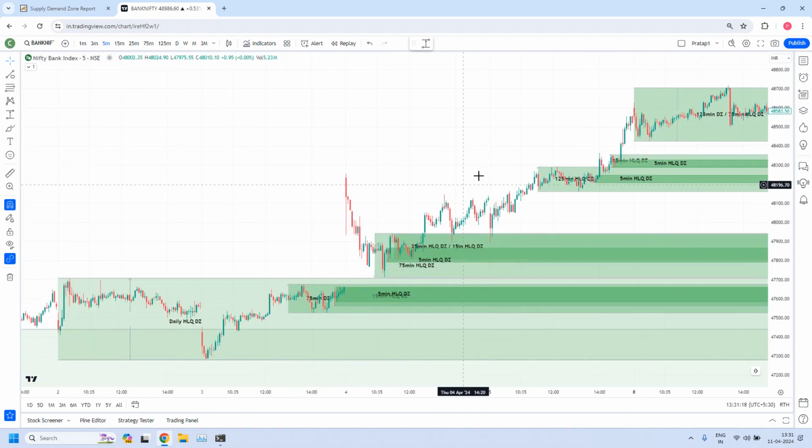Short-term traders, you will hold the position for 2 or 3 days from here till the next 75 minutes supply, anything created in the coming days. Till that you can see the move.